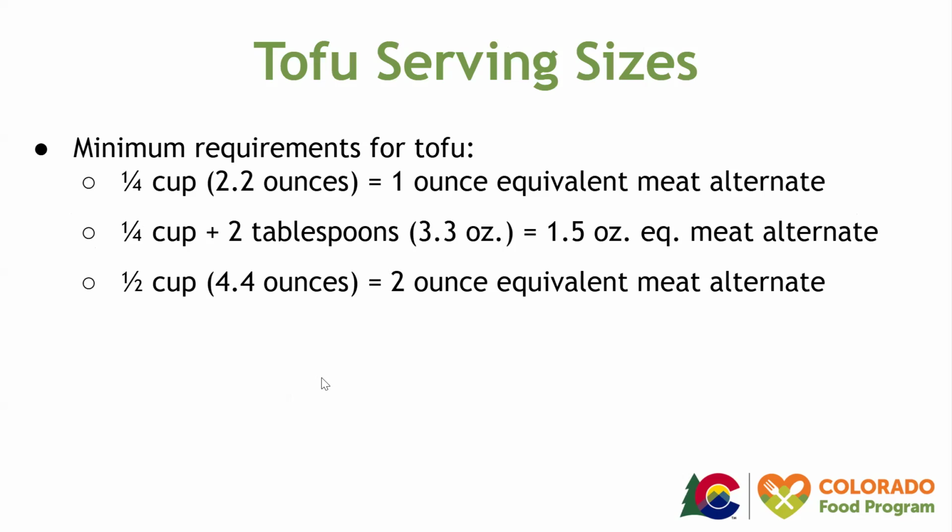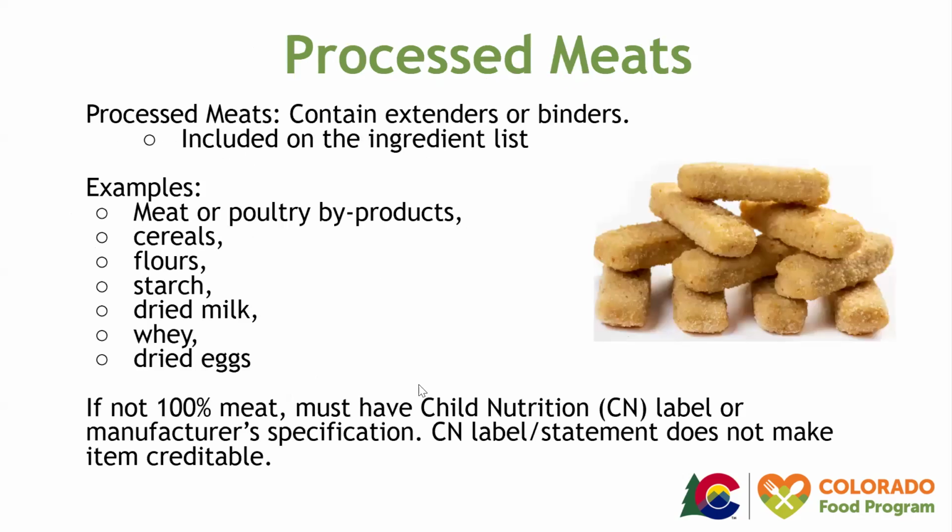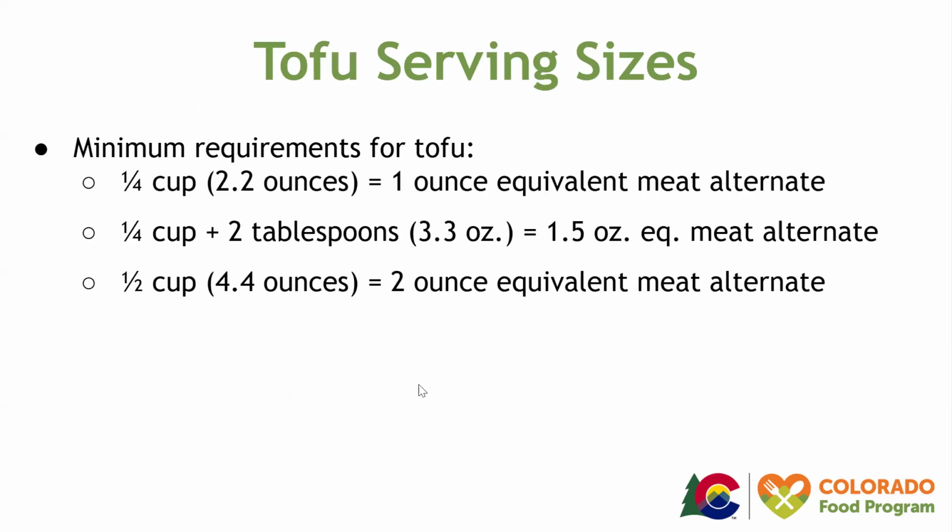All right, and here are the serving sizes for tofu. So 1/4 cup or 2.2 ounces equals 1 ounce equivalent. 1/4 of a cup and 2 tablespoons, or 3.3 ounces, is equal to 1.5 ounce equivalents of meat. And then 4.4 ounces or 1/2 a cup is equal to 2 ounce equivalents for meat. And again, all of this information can be found in that crediting handbook, which is a really great resource to better understand what the serving sizes are for these different types of products.